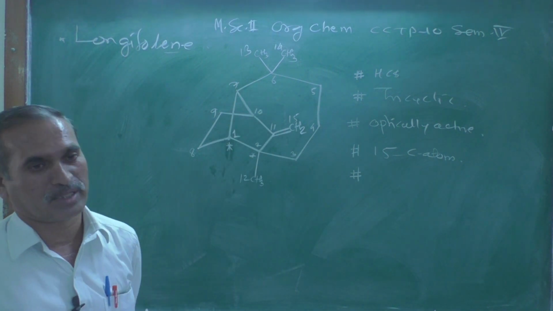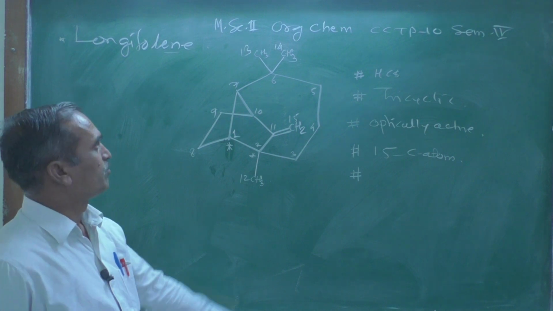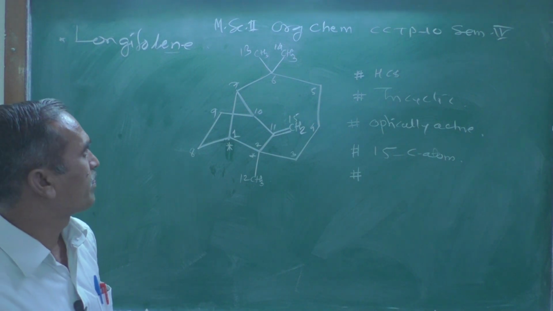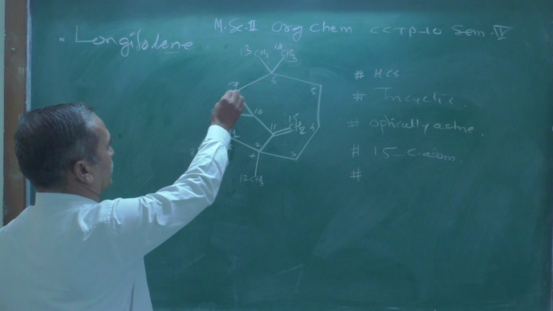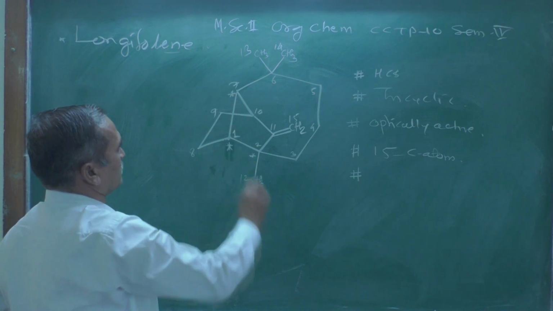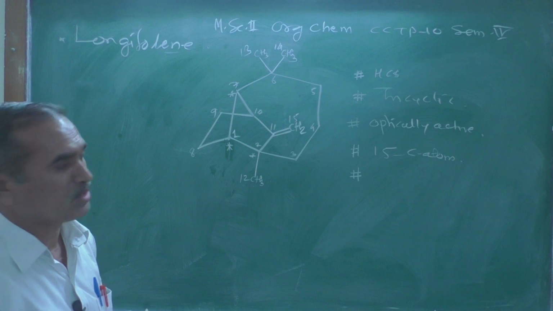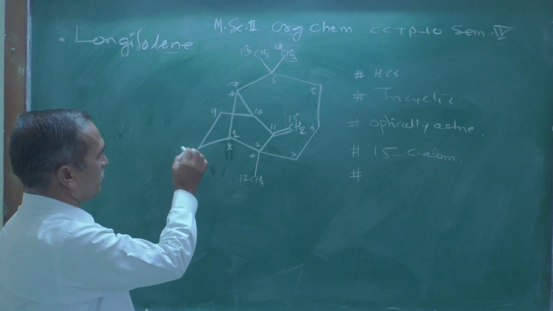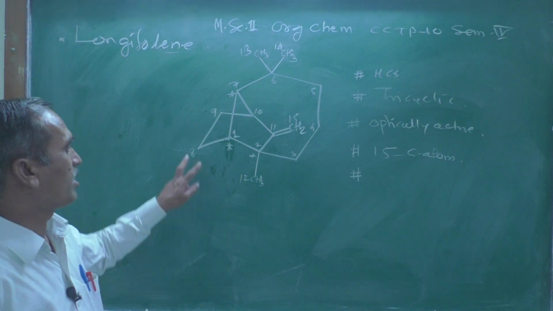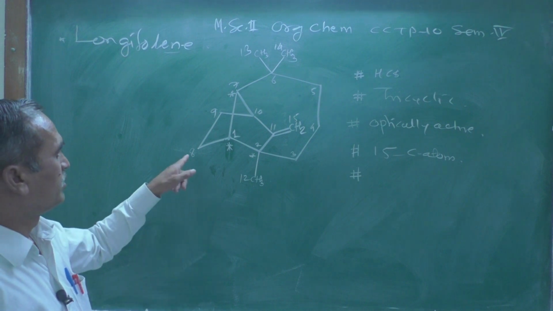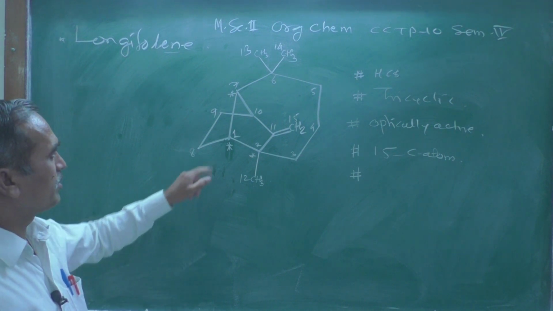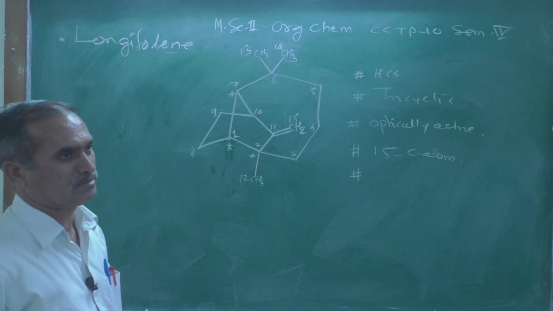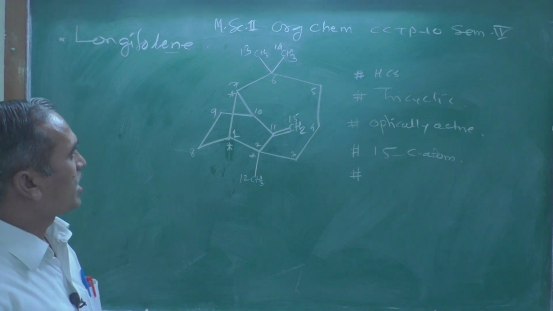If you see carbon number 7 carefully, what do you see? There is a hydrogen atom and 3 different groups, which means carbon number 7 is also chiral. And if you see carbon number 8, there are again 2 hydrogen atoms. It is achiral in nature. Carbon number 9, same situation, there are 2 hydrogen atoms, therefore it is also achiral in nature.